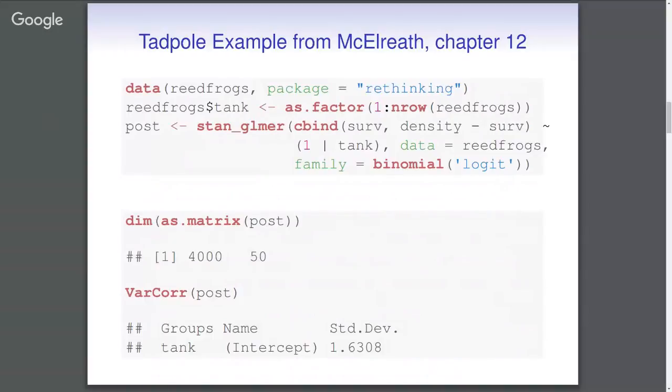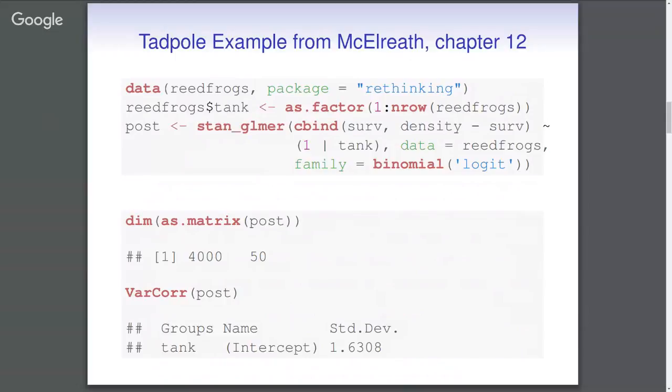Okay, so we got to this tadpole example last time, but I think we only saw like this much of it. This is a data set called reedfrogs in Richard McElreath's package. We're going to make a tank variable, one for each observation, and call that a factor. When we do binomial likelihood as opposed to Bernoulli likelihood, you need to specify the outcome variable as a matrix with 2 columns. The first is the count of the number of survivors. The second is the count of the number of tadpoles who die. So first column is successes, second column is failures.